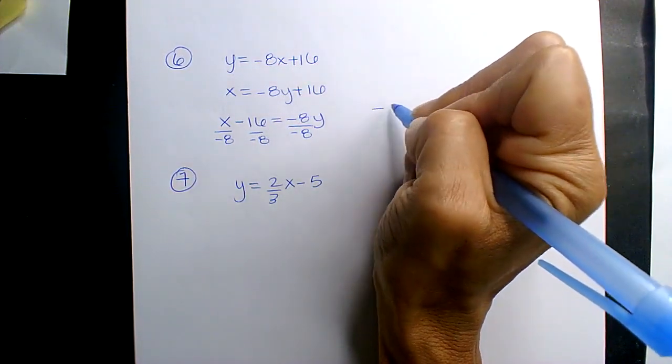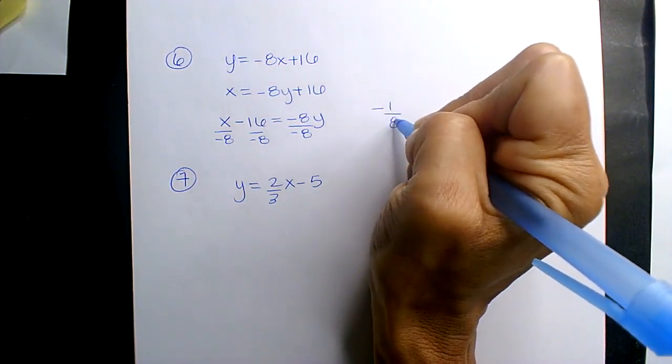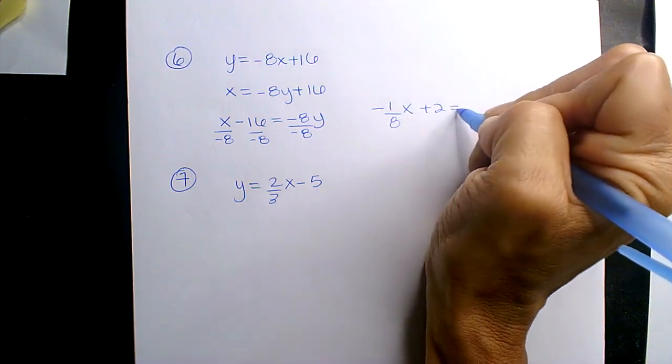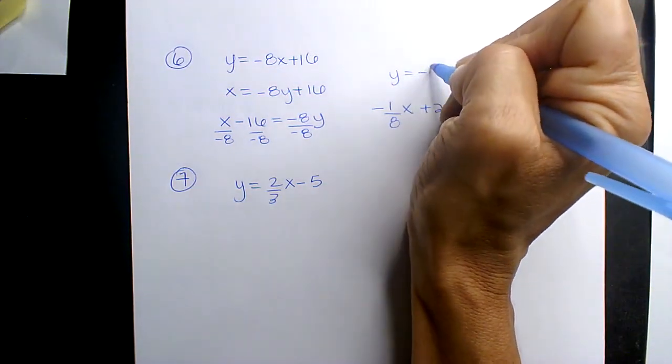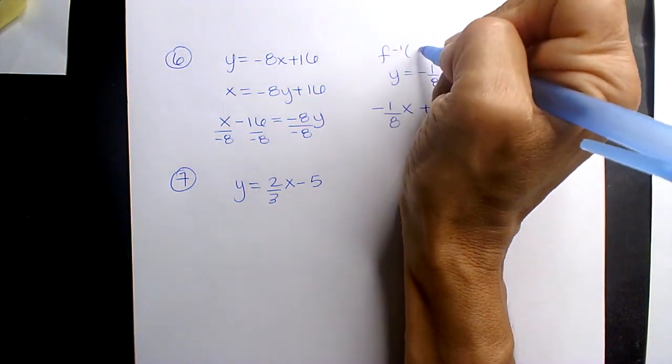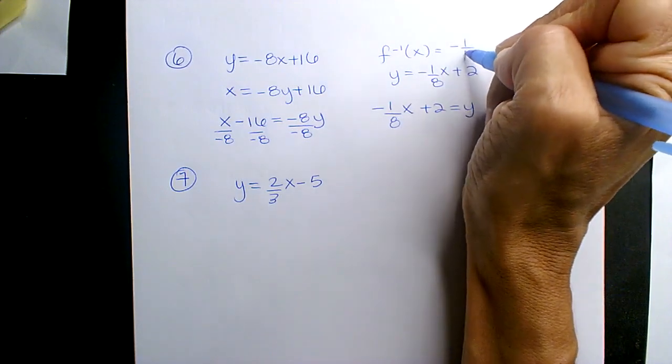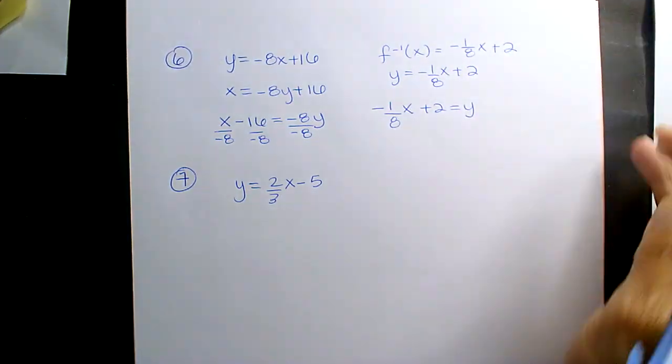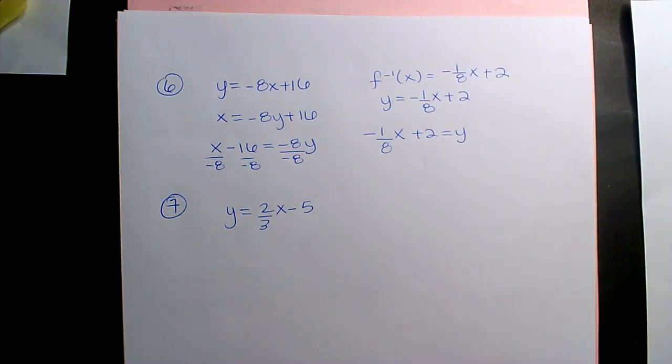And so you get negative 1/8 x plus 2 equal y, or you can switch it around to make it prettier, right? But that is your inverse function. Yeah?